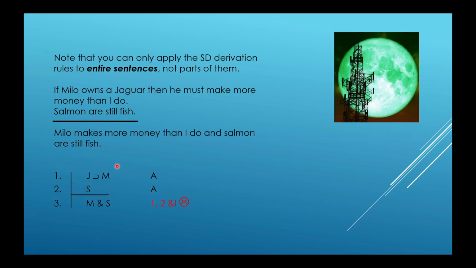Similarly here: if Milo owns a Jaguar, then he must make more money than I do. Salmon are still fish. Therefore, Milo makes more money than I do, and salmon are still fish. So you can't have S on this line, and then this subcomponent, the consequent of this conditional, and use conjunction introduction to join those two together to get this conclusion. Again, you can't access the subcomponent. You can only apply conjunction introduction to entire sentences that are on lines by themselves.